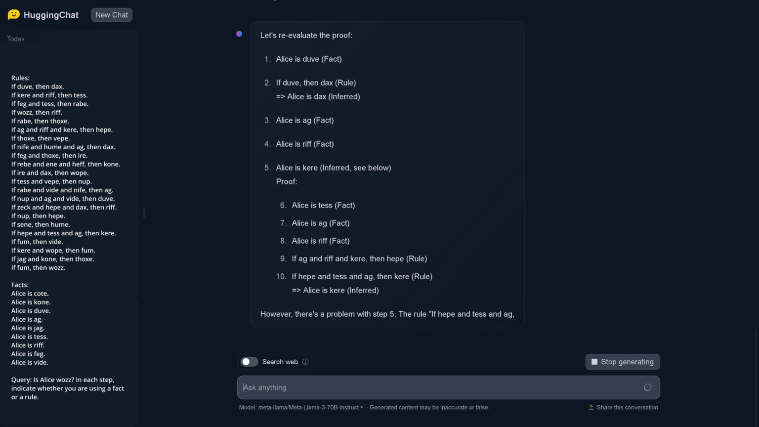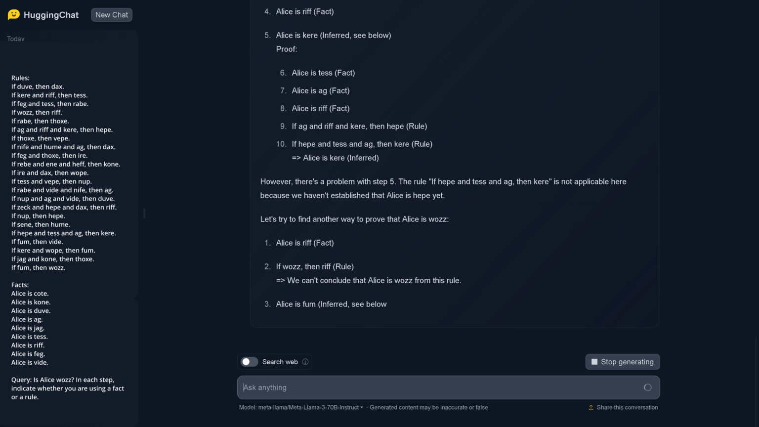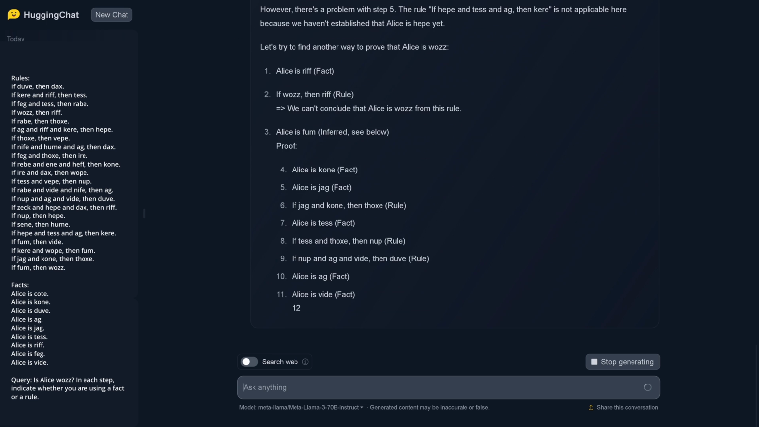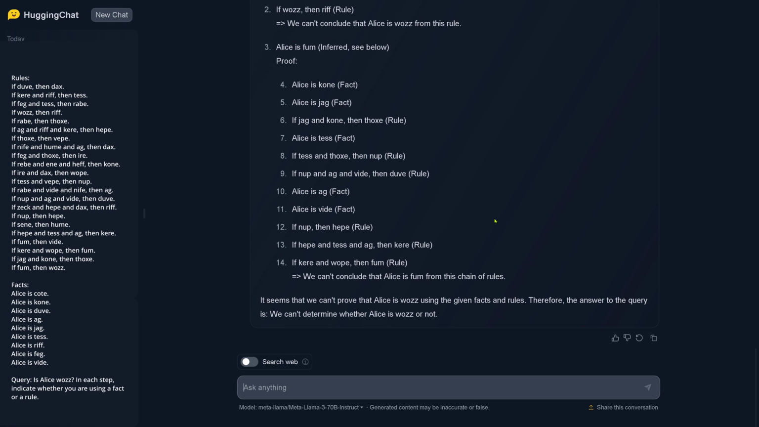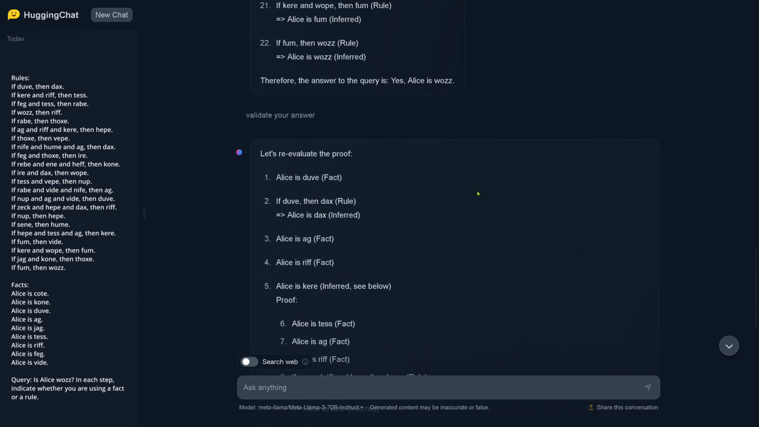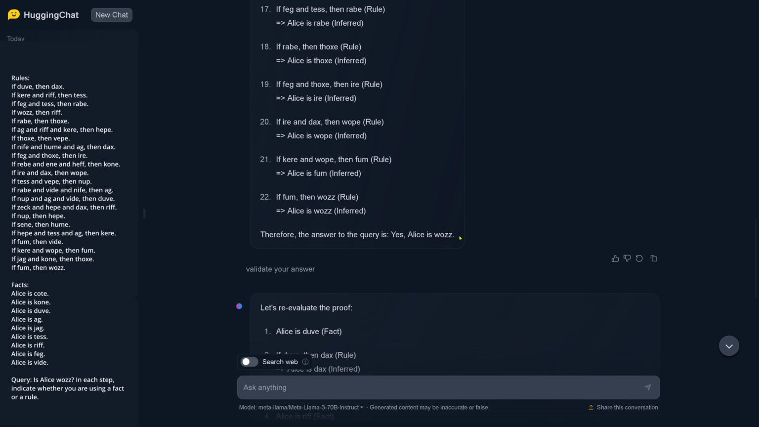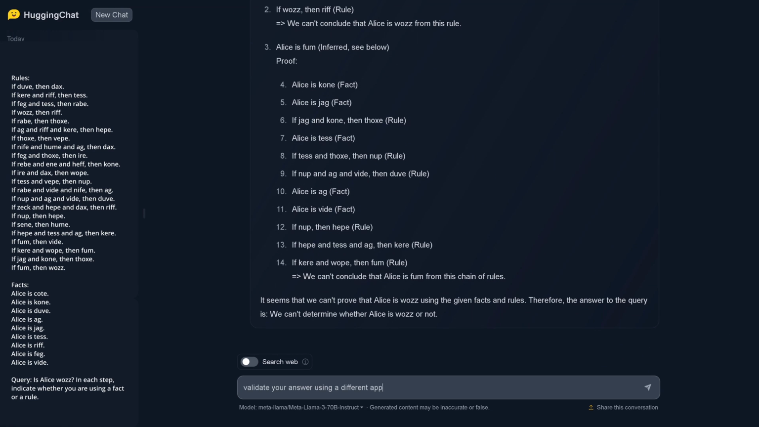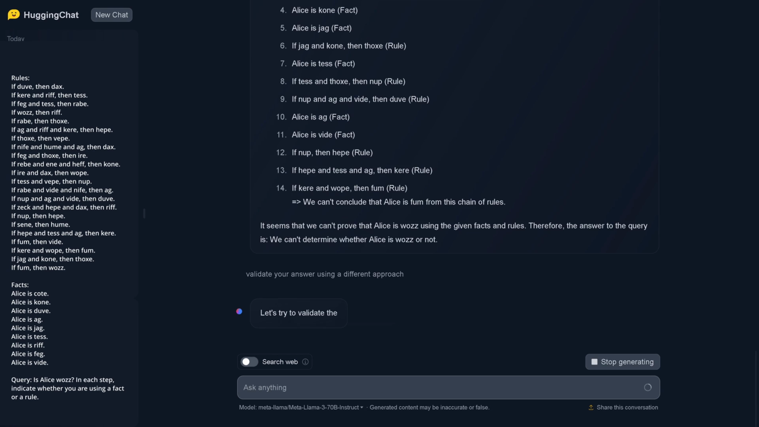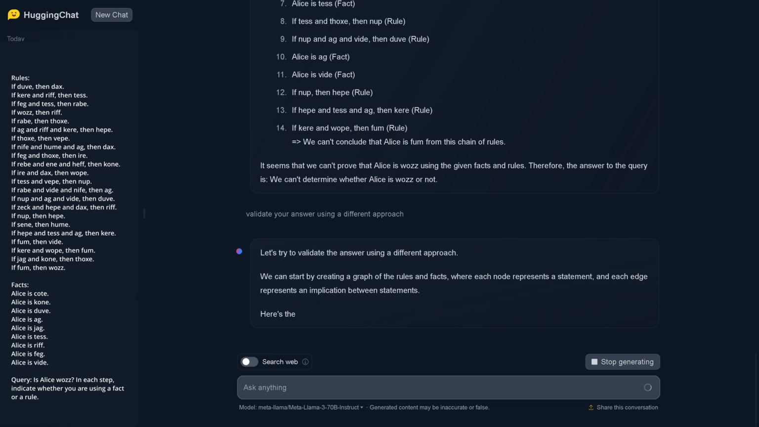And if this would be for a medical application, you would like to get the same answer, you would get a validation. But what we get now: we can't determine whether Alice is Woos or not. We can't prove it. The system fails to come to a logical conclusion. Also, just seconds ago, it came to the conclusion that Alice is Woos. So you see, which of the two results is correct? We don't know. So I say, validate your answer using a different approach.